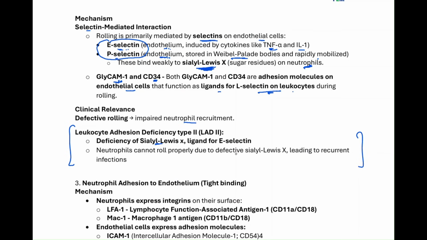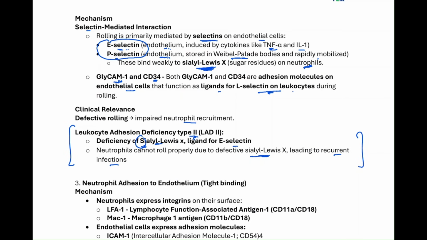And as we mentioned, this S. Lewis is the ligand for our E-selectin, right? So that's what the E-selectin is going to bind to. So neutrophil cannot roll properly due to defective S. Lewis, leading to recurrent infection. So remember, leukocyte adhesion deficiency type 2 is due to the deficiency of S. Lewis. And the way I remember is S like secondary or second. So that's why I know that that's affected in leukocyte adhesion deficiency type 2.